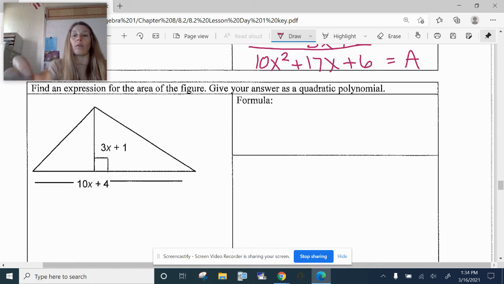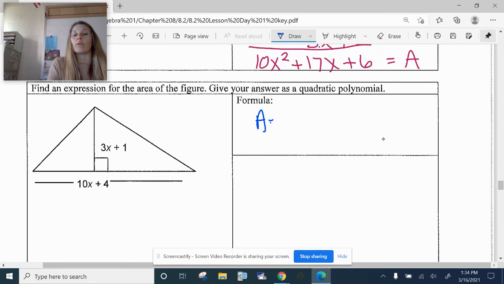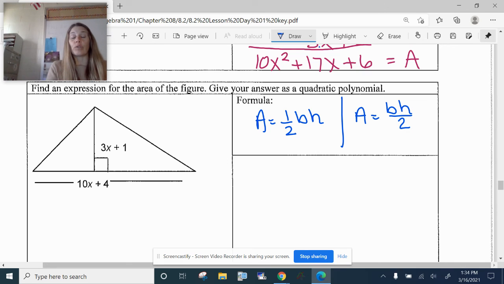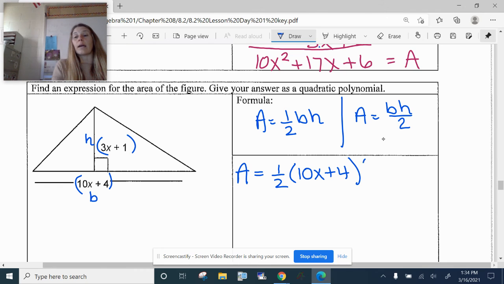Okay, for a triangle, if you remember the formula for a triangle, area equals half times the base times the height, or sometimes people do base times height divided by 2, whichever is fine. So I know that my base is this 10x plus 4, and I know my height is the 3x plus 1. So if I go ahead and put this in, I have 1/2 times my base, which is 10x plus 4, times my height, which is 3x plus 1.